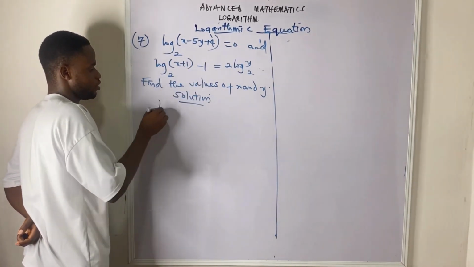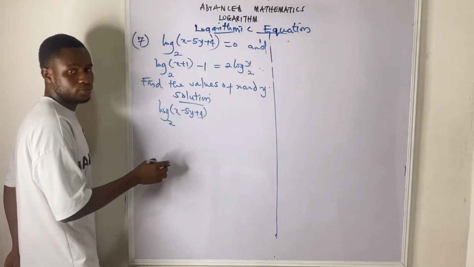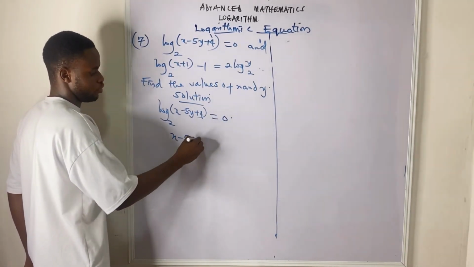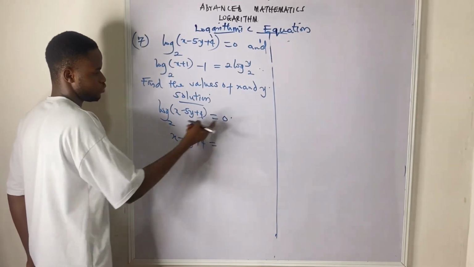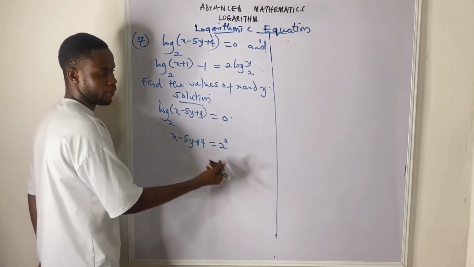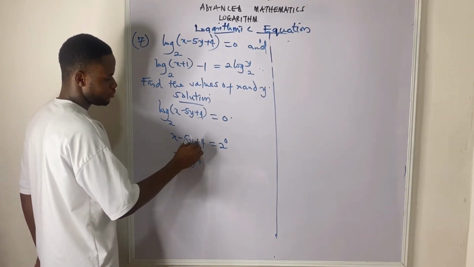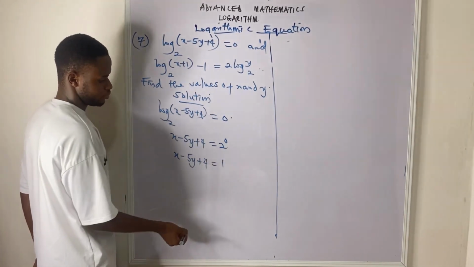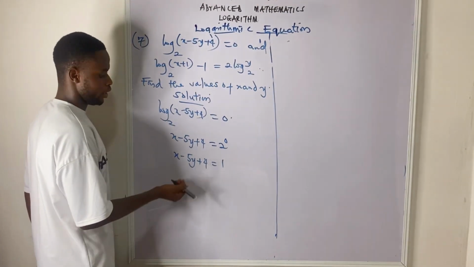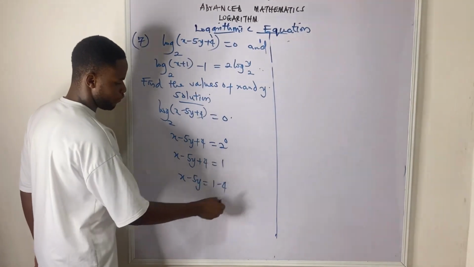Start with the first given equation. We are given log of x minus 5y plus 4 base 2 equals 0. Apply that law, which simply says x minus 5y plus 4, the number, is equal to the base raised to the power. And what's 2 to the power 0? Anything to the power 0 is 1. So we have x minus 5y plus 4 equals 1. You can rearrange to form a simultaneous equation. So this will be equation 1 there. So we're having x minus 5y equals 1 minus 4.